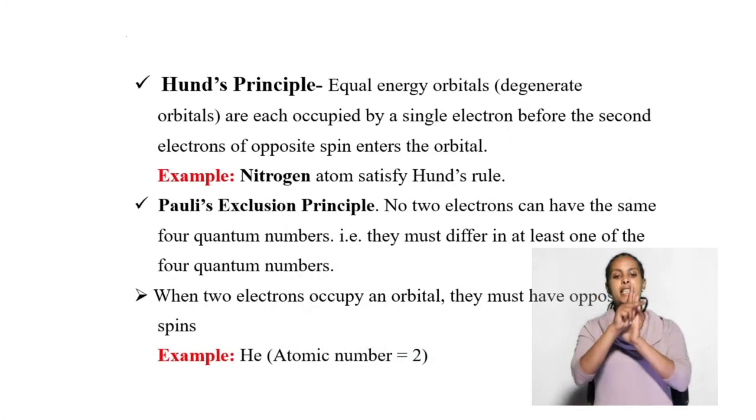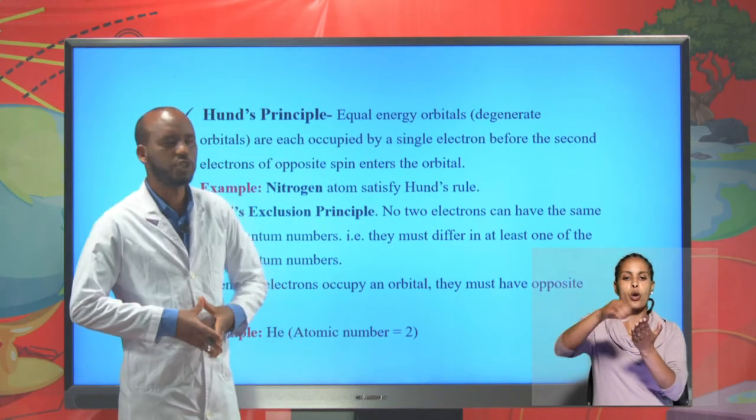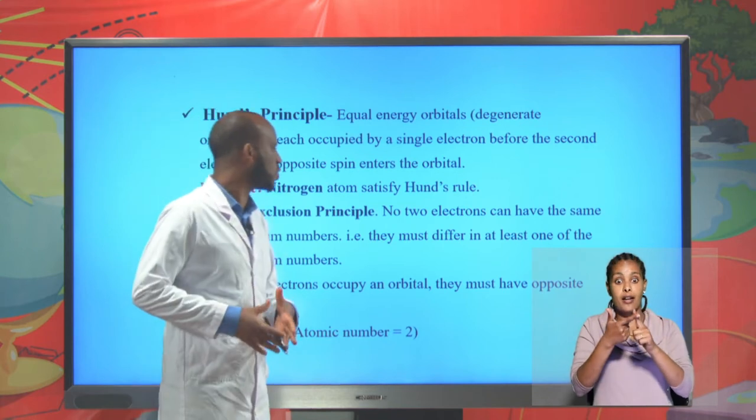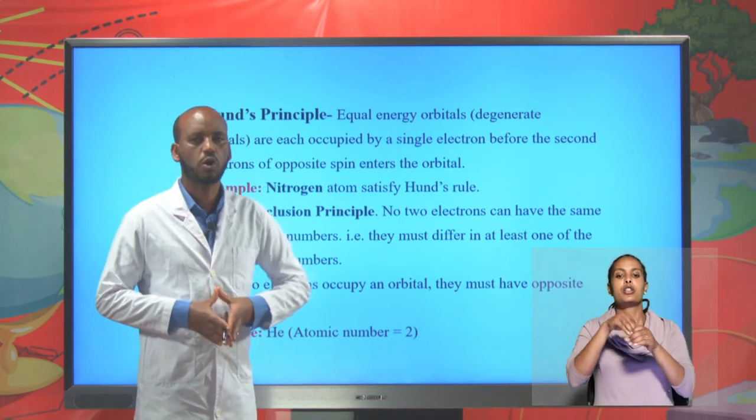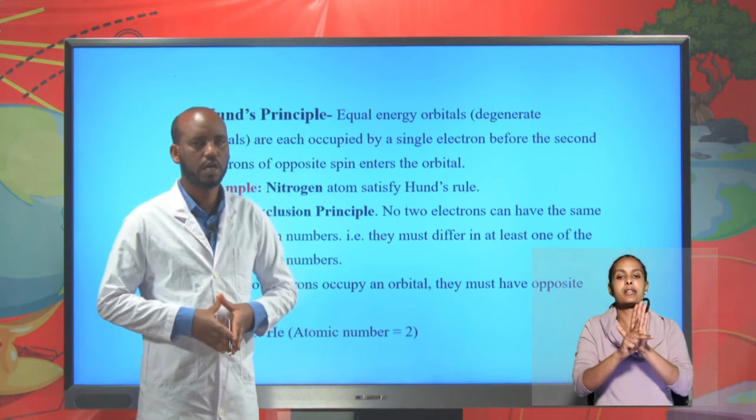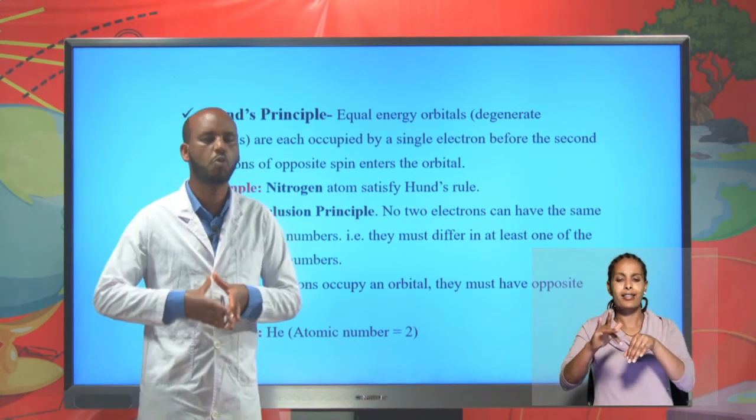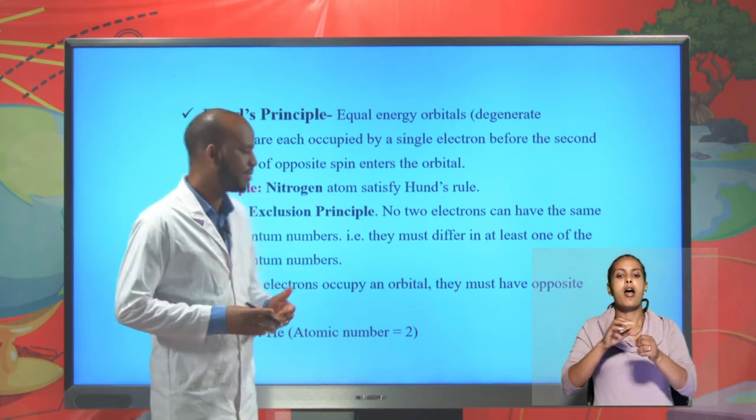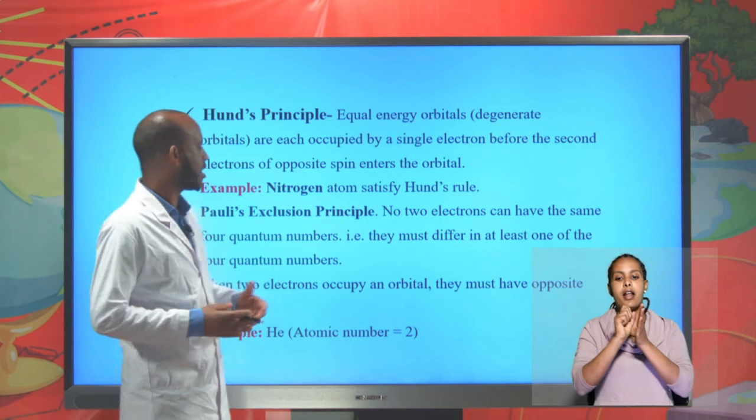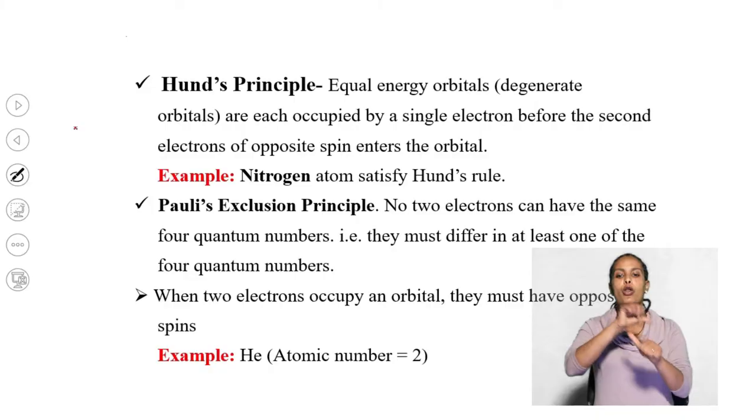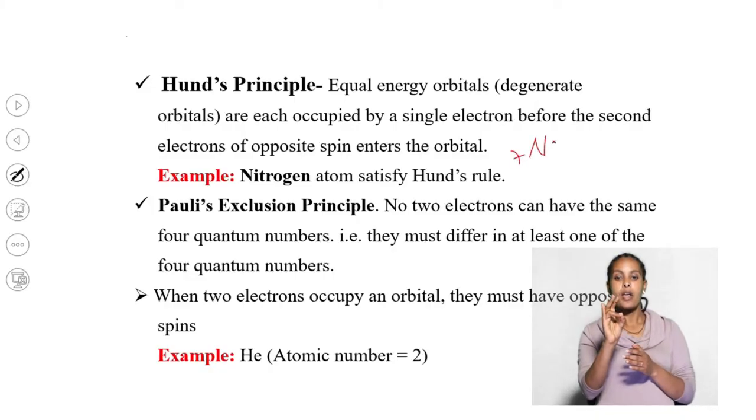Hund's principle. This principle states that equal energy orbitals, known as degenerate orbitals, are each occupied by a single electron before the second electron of opposite spin enters the orbital. According to Hund's principle, for degenerate orbitals, before doubling, the vacant orbitals must be occupied with electrons. You can take nitrogen as an example. Nitrogen atoms satisfy Hund's rule. Nitrogen, with atomic number 7, has electronic configuration 1s2, 2s2, 2p3.